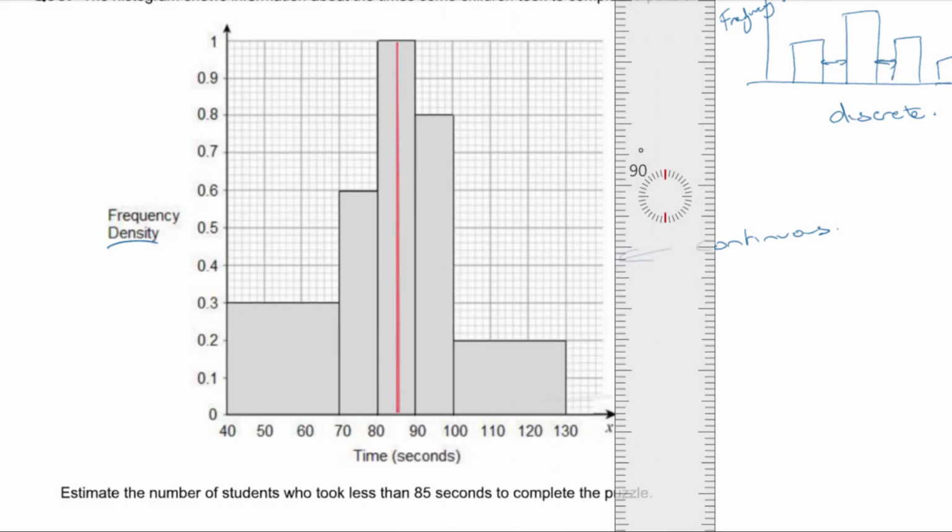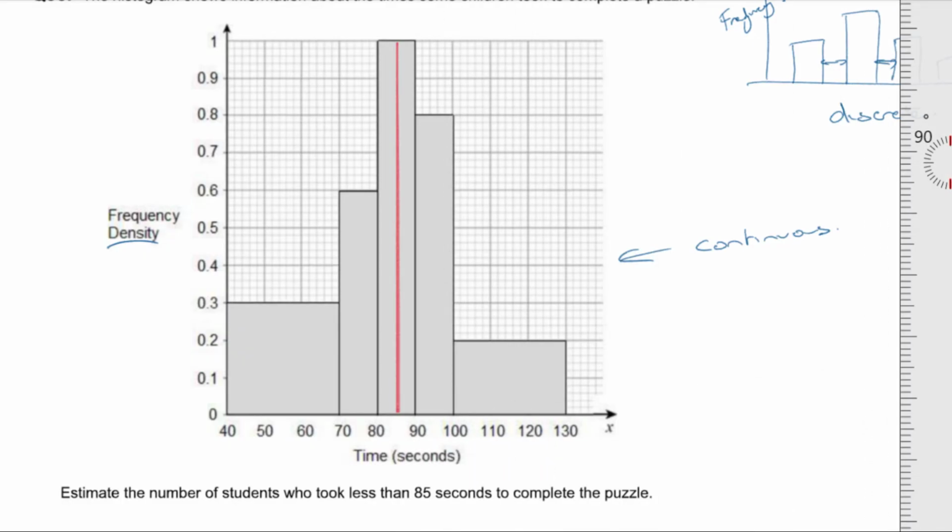Okay, so what we want is all of the bars to the left of that cut-off line. They're the ones who took less than 85 seconds. So all of these guys took less than 85, plus the left-hand side of this bar took 85. Now remember me saying a while ago that it's the area of the bars that represents the frequency. So what we'll need to do is find the area of these three bars and then add it up.